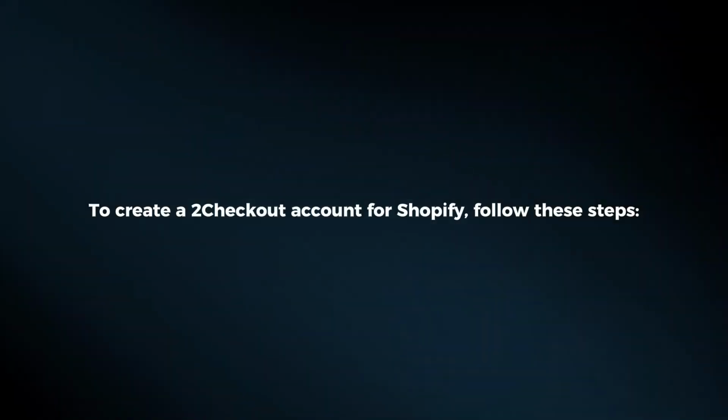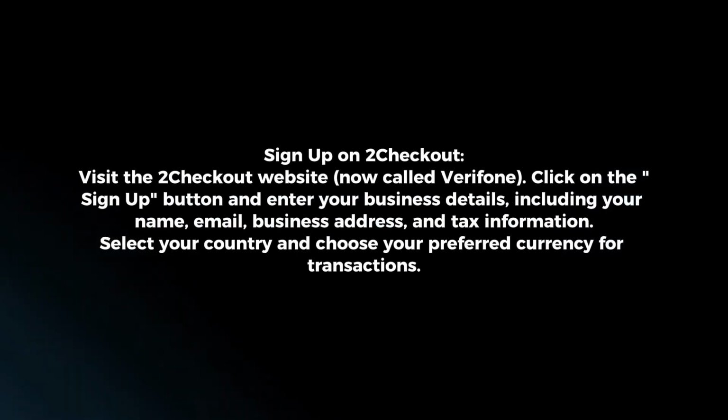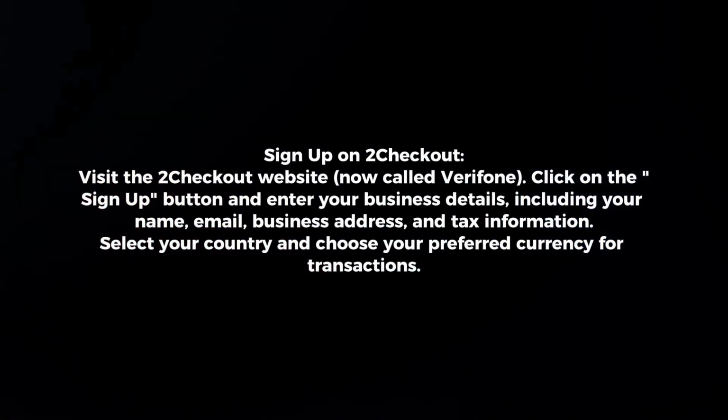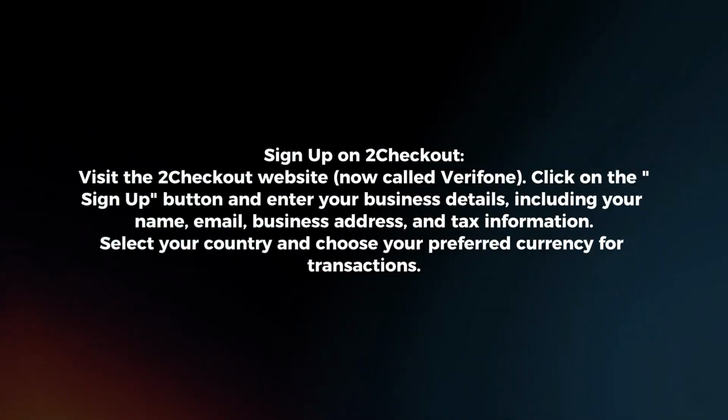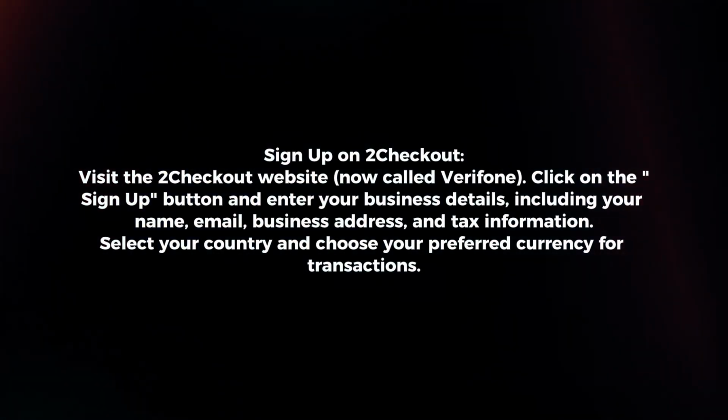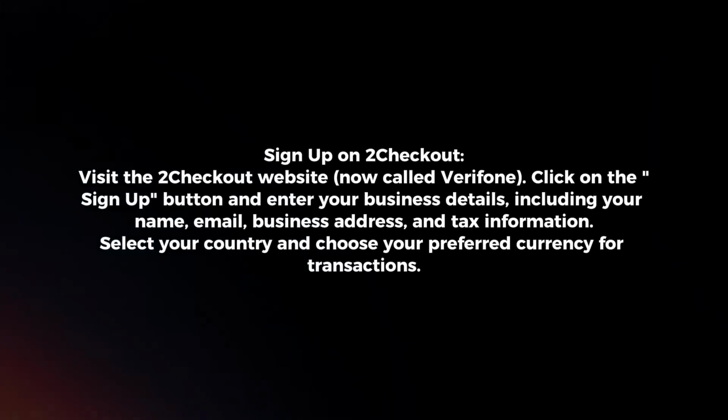To create a 2Checkout account for Shopify, follow these steps. Sign up on 2Checkout. Visit the 2Checkout website. Click on the Sign Up button and enter your business details, including your name, email, business address, and tax information. Select your country and choose your preferred currency for transactions.